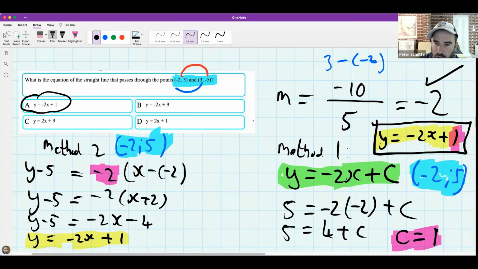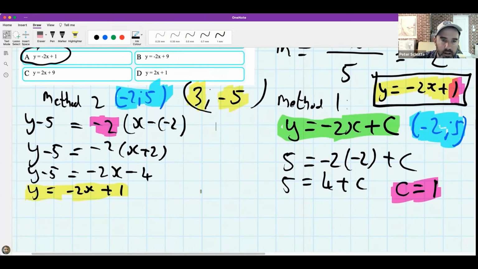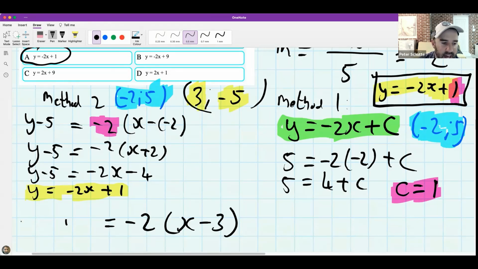It doesn't. So you could have also used the point 3, minus 5. That would have been completely fine as well. The only difference, and I don't want to get too cluttered here, is that when you set this question out, if you had chosen that point, let's start on this side, you would still have your minus 2, but instead you'd have x minus 3 here. And then on this side, you would have y minus 5. Okay, and you'll get the same answer in the end.